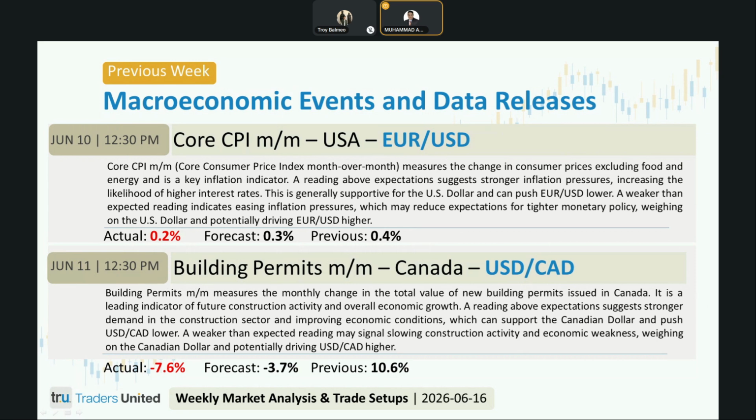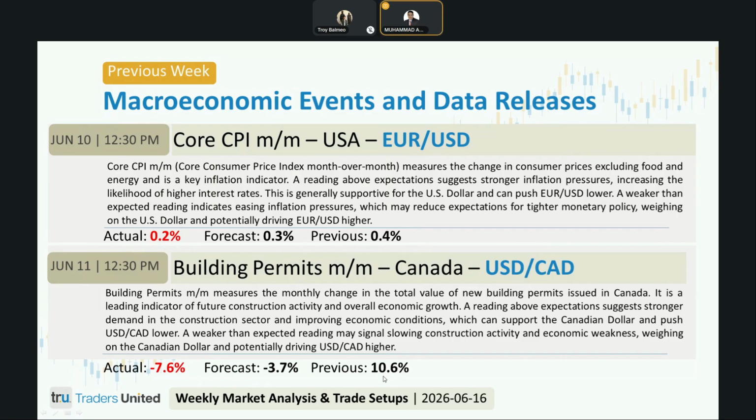Reading above expectations suggests stronger demand in the construction sector and improving economic conditions, which can support the Canadian dollar and push the USD-CAD lower. Weaker than expected reading indicates slowing construction activity and economic weakness, which can weigh on the Canadian dollar and push USD-CAD higher. Now, the event details.